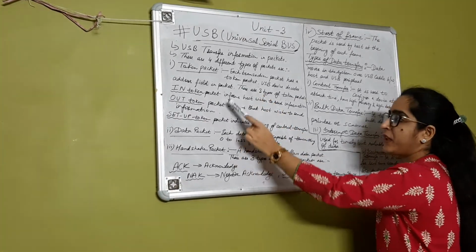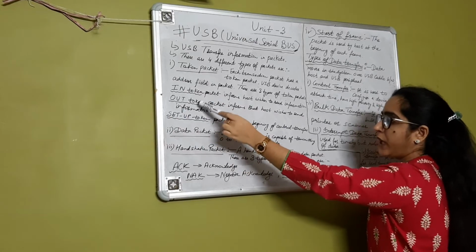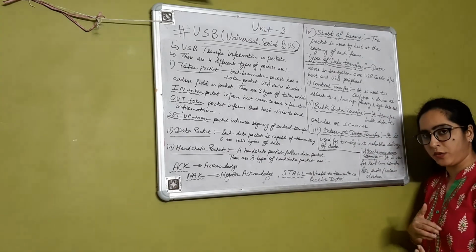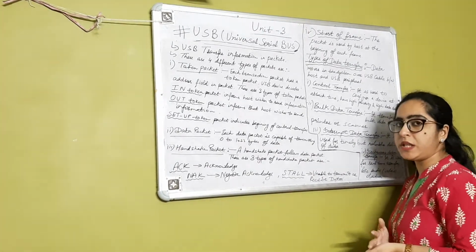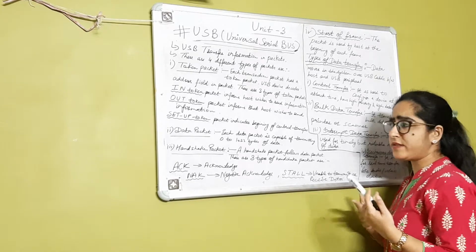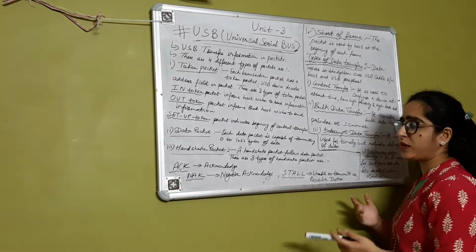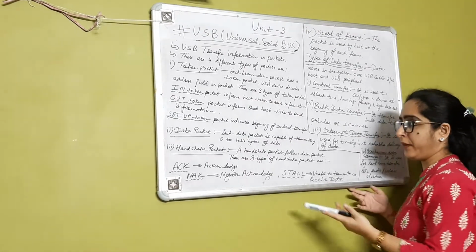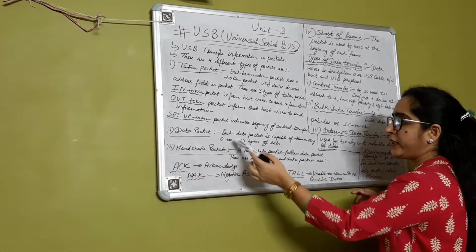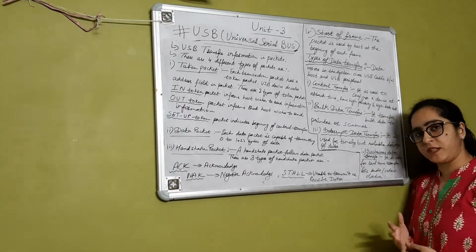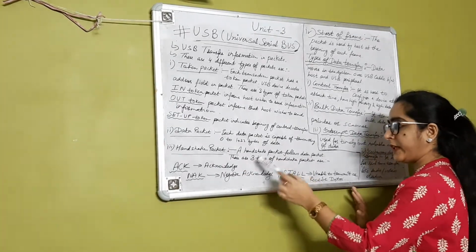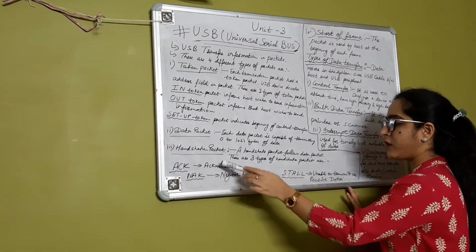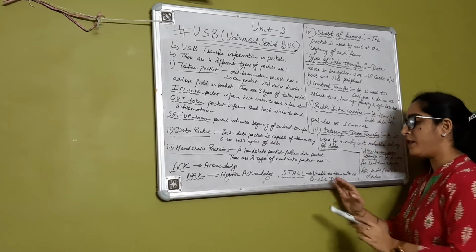Token packet. Token packet has its commands: in token, out token, and setup token. In token is used when the host wishes to read information, out token when the host wishes to send information, and setup token when the control transfer has been initiated. Now then your data packet, which consists of data from 0 to 1023 bytes. And the handshake packet, which consists of acknowledge, negative acknowledge, or stall.